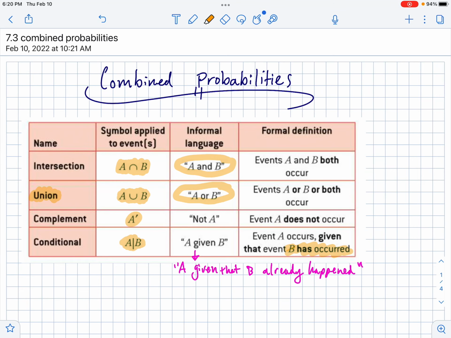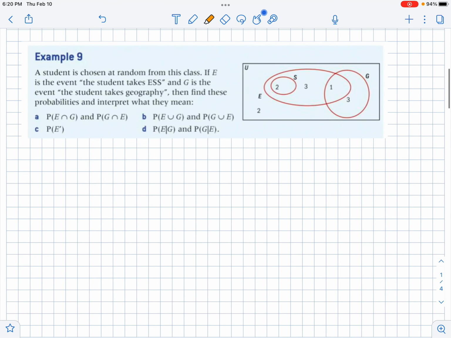Okay, let's do some examples using these. The first one, a student is chosen at random from this class. Oh, this is our same data from that last lesson I did with you guys where people are taking like the ESS class or the geography class or the Spanish class. So somebody's going to be chosen at random, and G is the event student takes geography. Then find these probabilities and interpret what they mean.